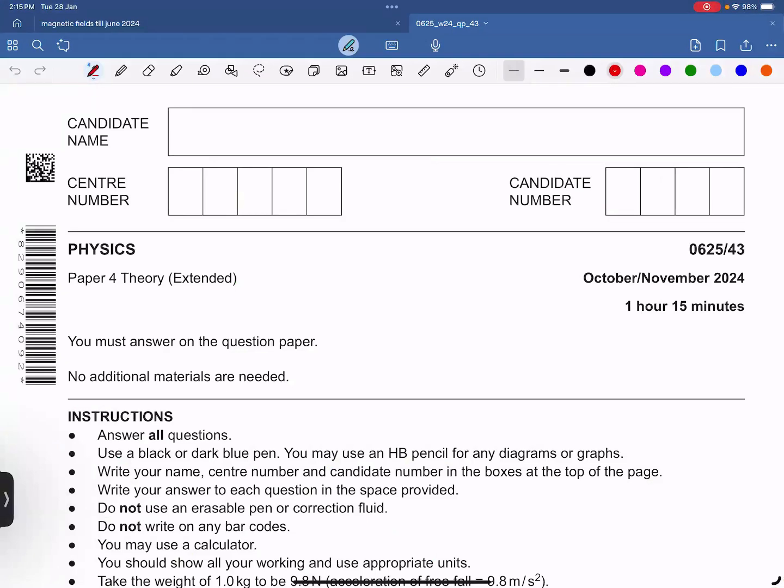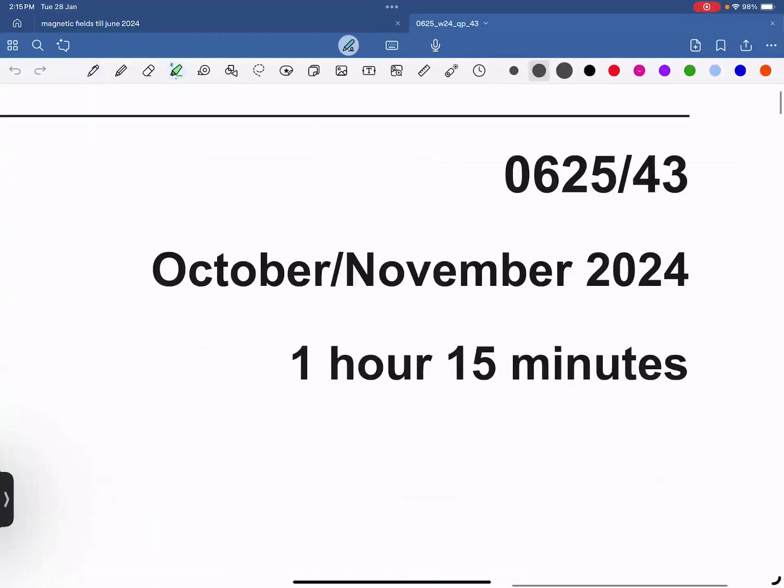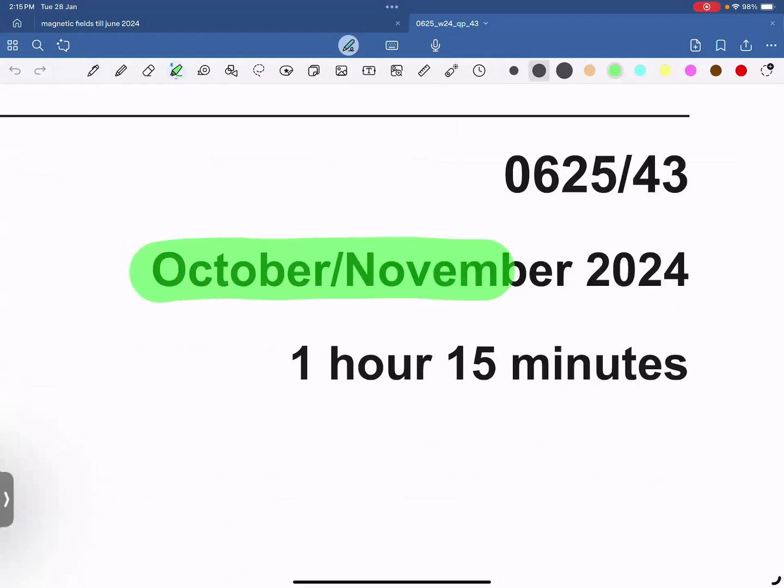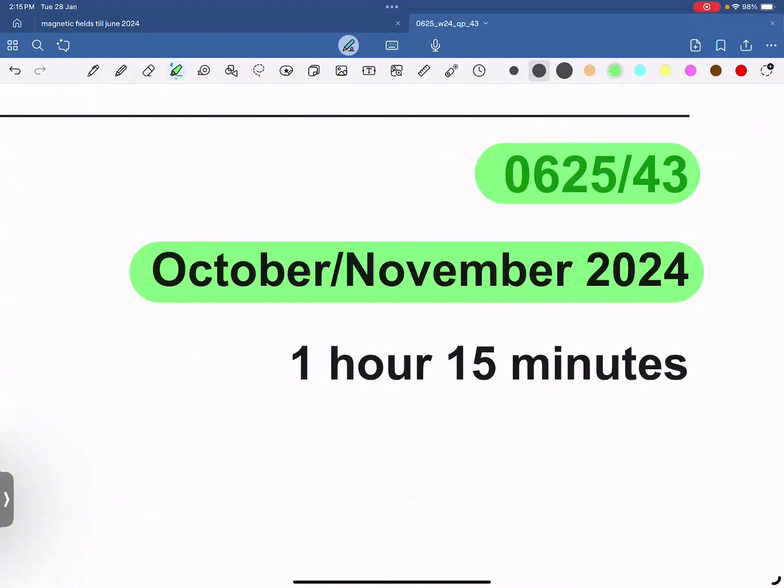Today I'm going to solve for you the next paper. It is October-November 2024, paper 4, variant 3. It's a good exam, so please pay attention.